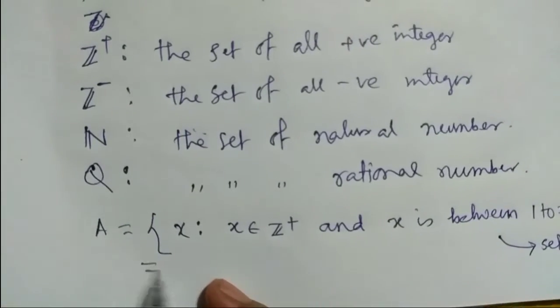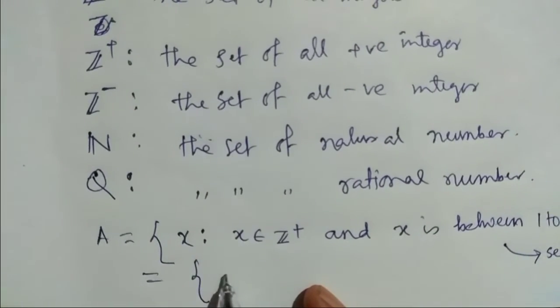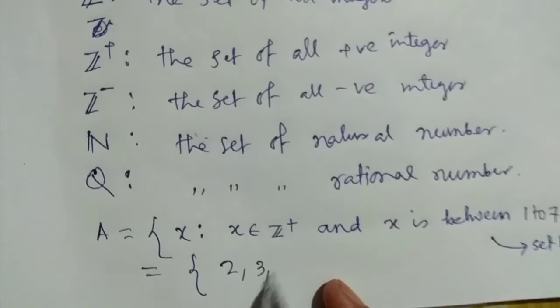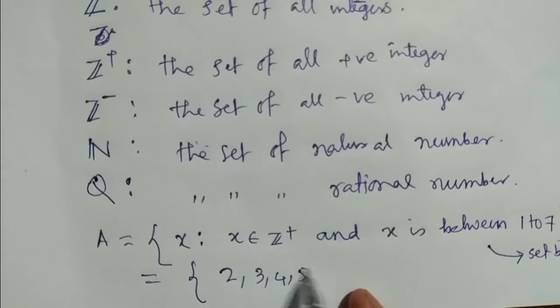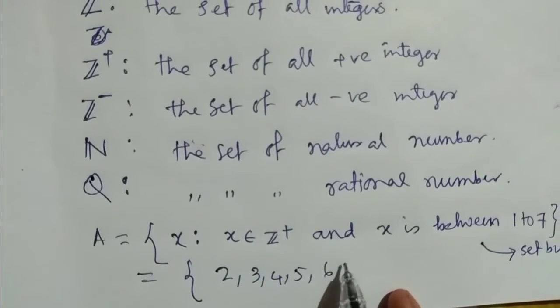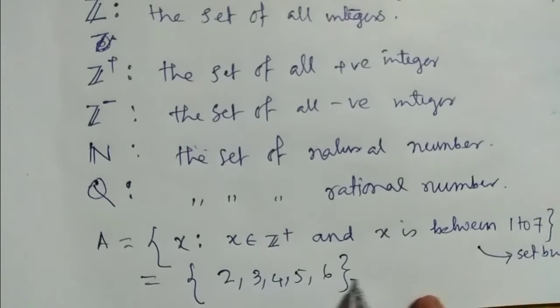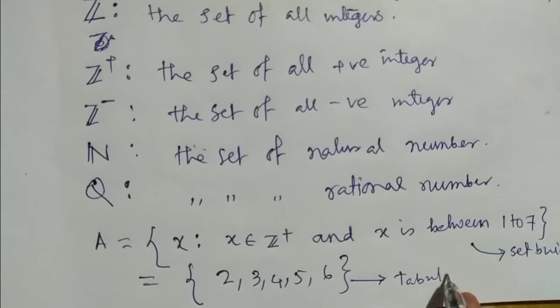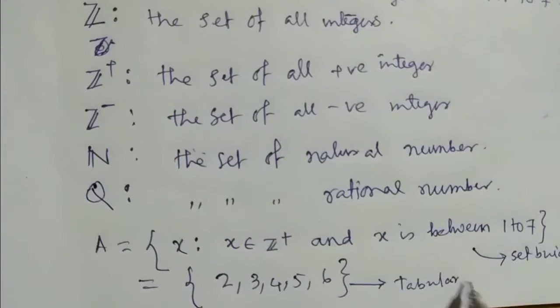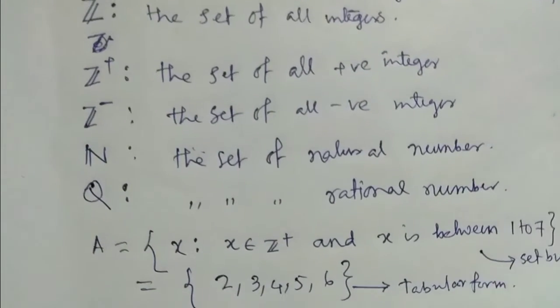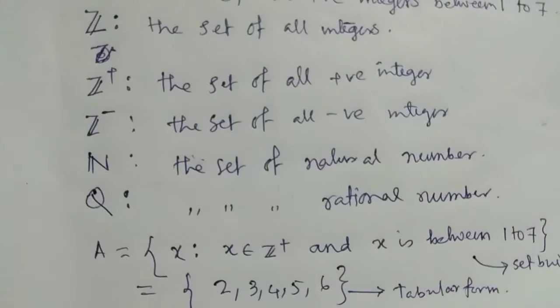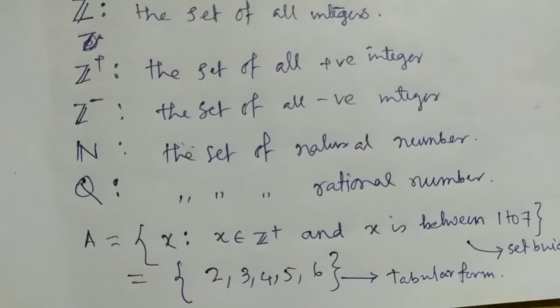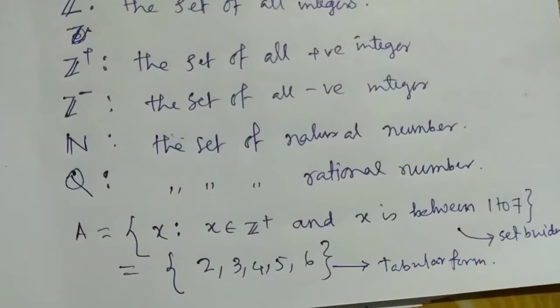And if we write the set A as 2, 3, 4, 5, 6, this form is called tabular form. Okay, these are two ways to represent a set.